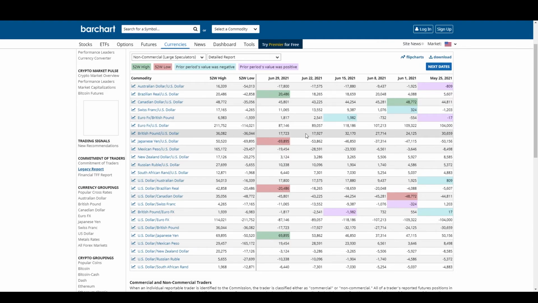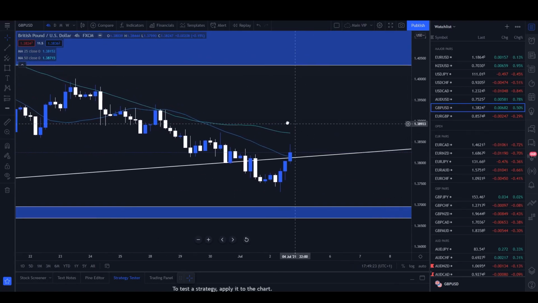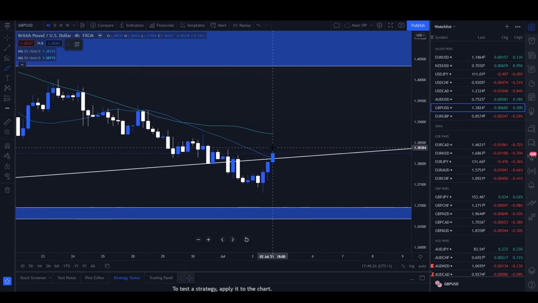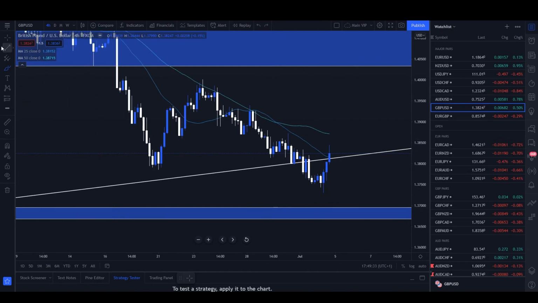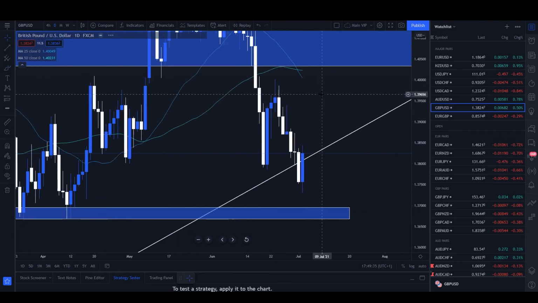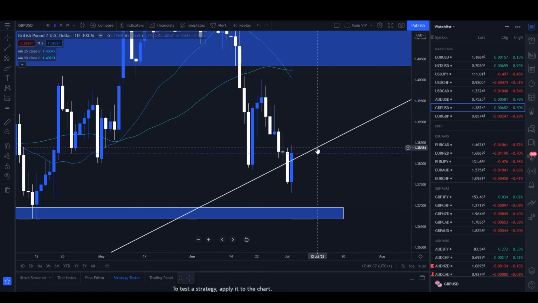On British US dollar, as you can see, 17,900, 17,300, from 32,000. So they have been selling Great British Pound against the US dollar. So definitely my bias is, if we get a bearish engulfing candle such as this one or this one bouncing off the 25 and 50 moving averages, it could be a nice trade towards the downside once again.